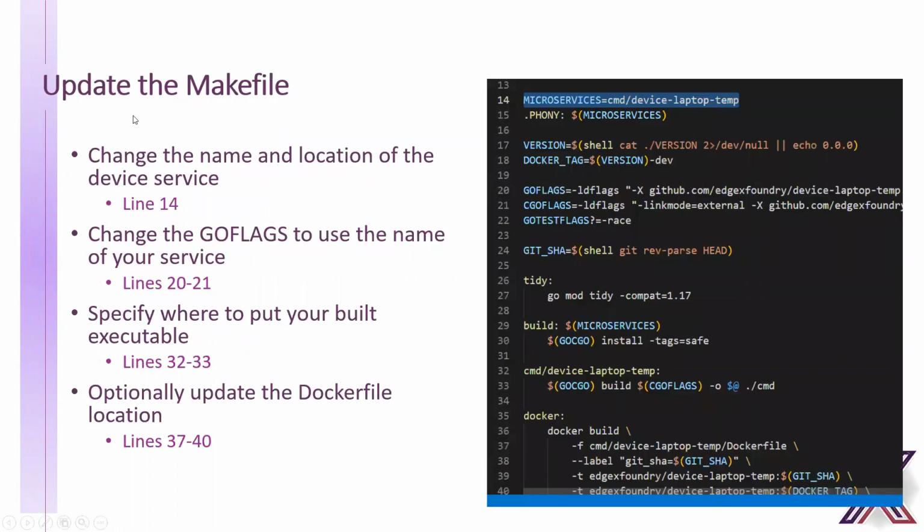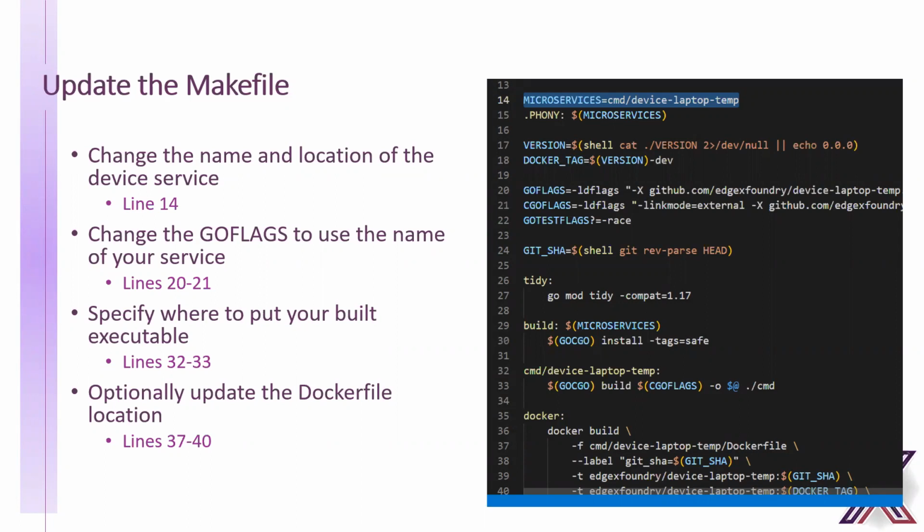First off, in terms of updating my Makefile, I need to change the name and the location of the device service. The example obviously is dealing with a sample directory out there that doesn't exist. I want to make sure that I change it for my particular device service. I'm going to change my Go flags to make sure that it points to my service and the service name that I'm using. You want to tell it where you want your executable to be located. And you optionally may want to update the Docker file locations if you plan to create a Docker container or Docker image, if you will, from your particular service.